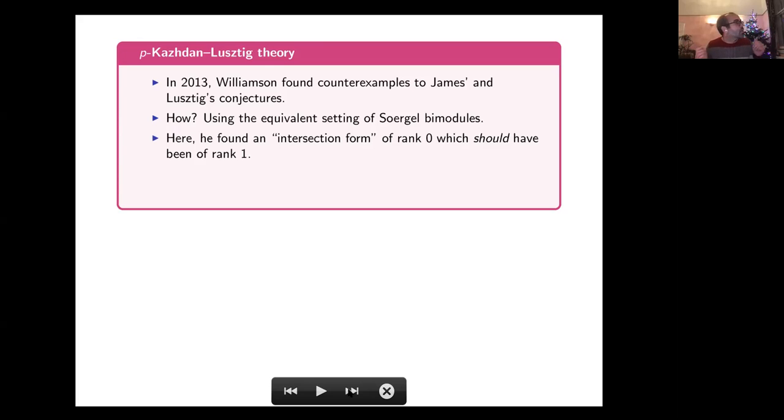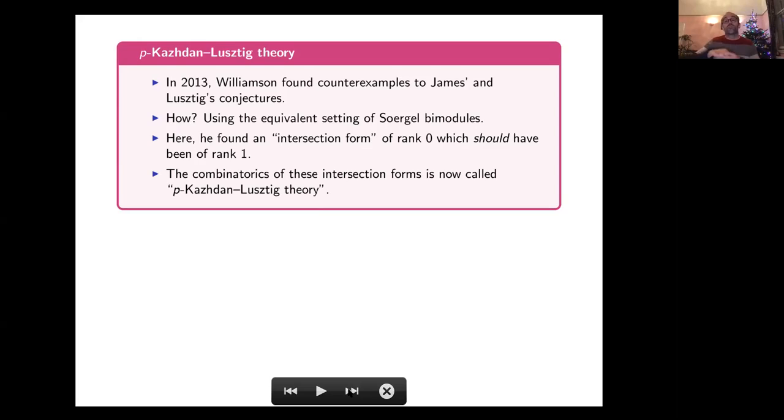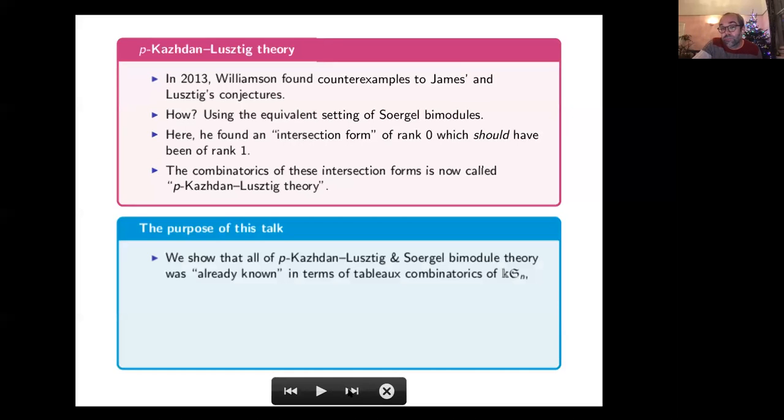We had 20, 30 years to try and do it just in the symmetric group world, and no one ever did. So clearly this is a much better way of doing things, because you can disprove things that people really thought were true and had no way of making these calculations. This combinatorics, computing intersection cohomology via certain intersection forms, is now called p-Kazhdan-Lusztig theory.